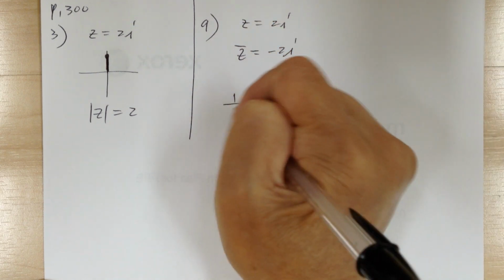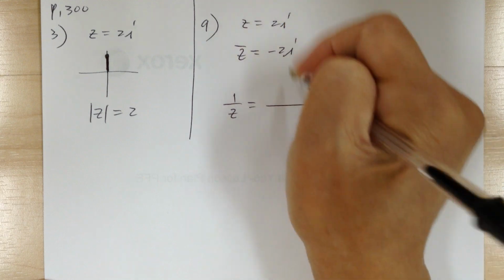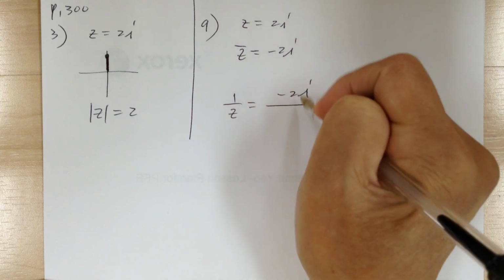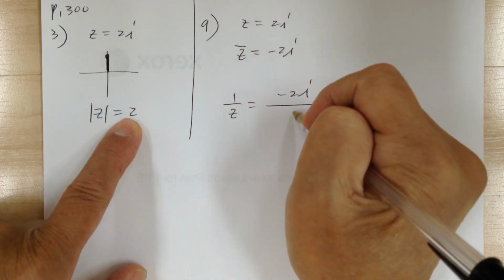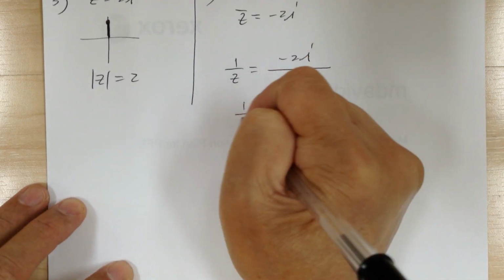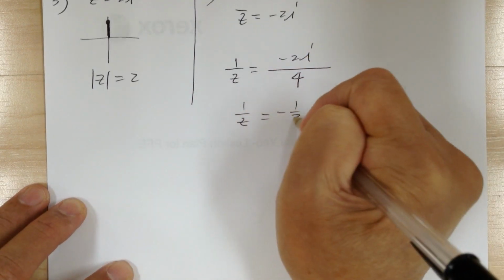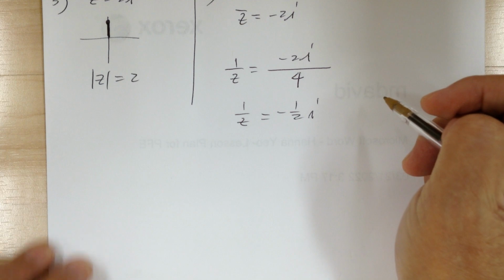Okay, and so you got 1 over z equal to minus 2i over the square of that, which is 4. So 1 over z will equal -1/2i.